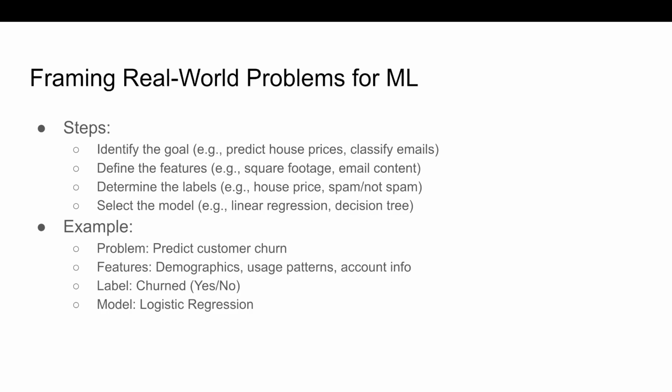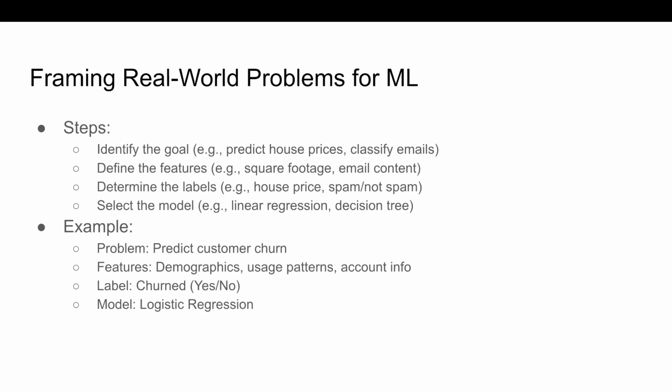Another example: suppose you're building a system to detect fraudulent transactions. You frame the problem as follows. Features: transaction amount, location, time of day, user behavior patterns, etc. Label: whether the transaction is fraudulent or legitimate. Model: a binary classification model like a decision tree or support vector machine.